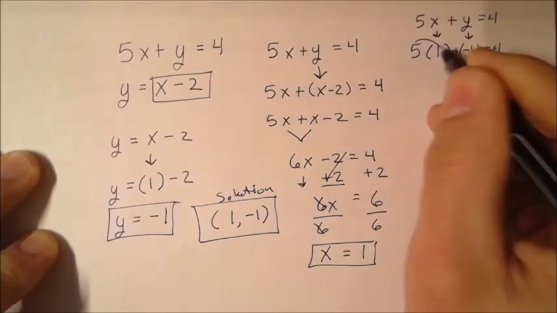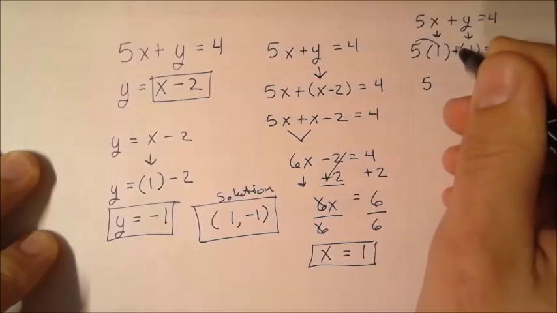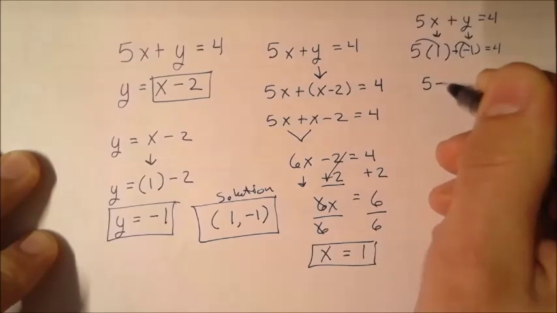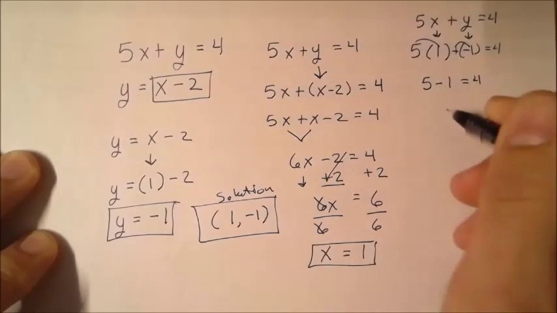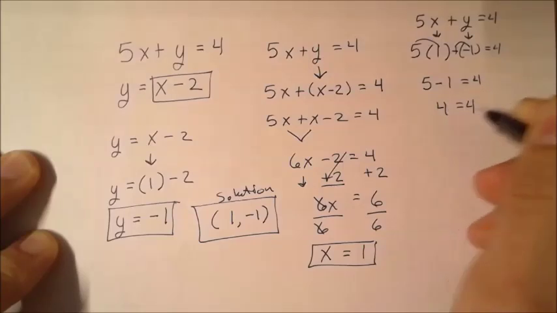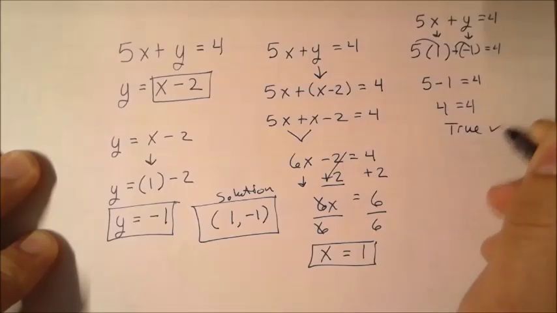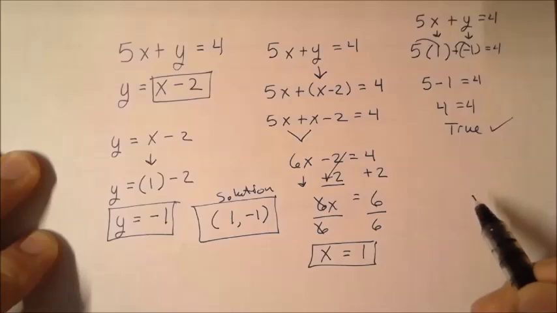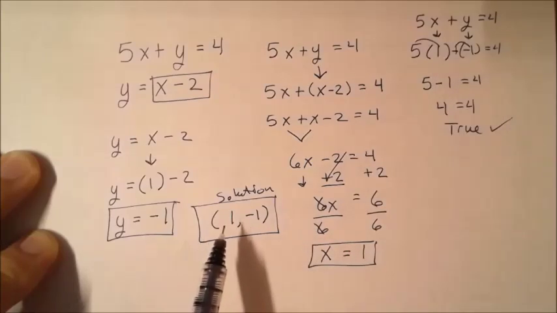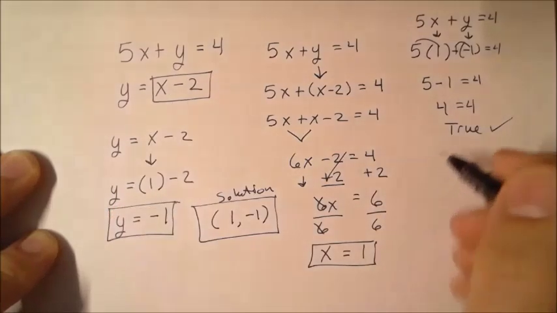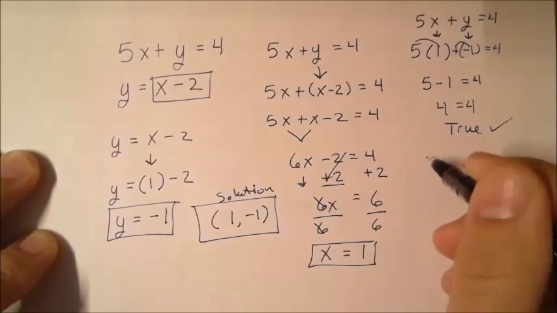And if I work this out, 5 times 1 is 5. A positive 1 times a negative 1 just leaves me with negative 1. That equals 4. And I have a true statement. And that's what I'm looking for, that whatever I get is true. I'm now going to go ahead and use my solution set to solve the second equation, just to double check, make sure there's no errors.